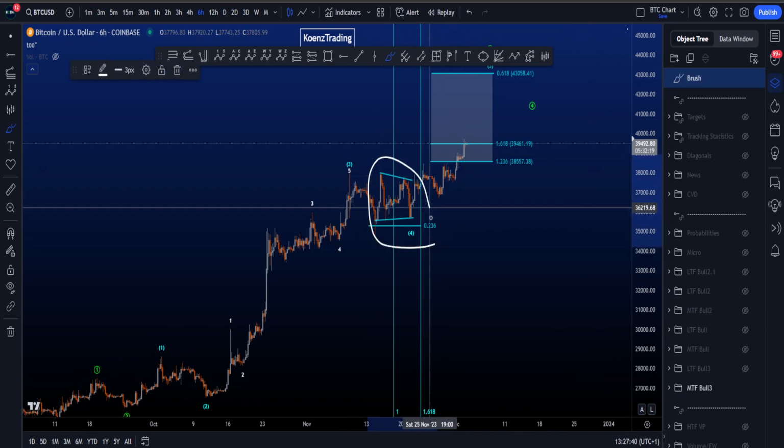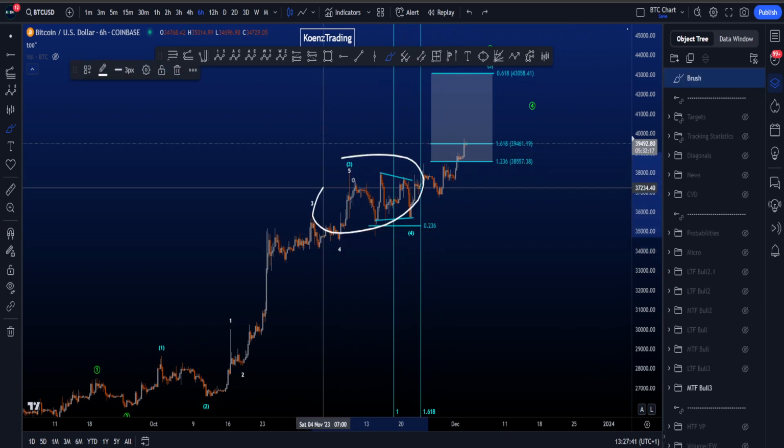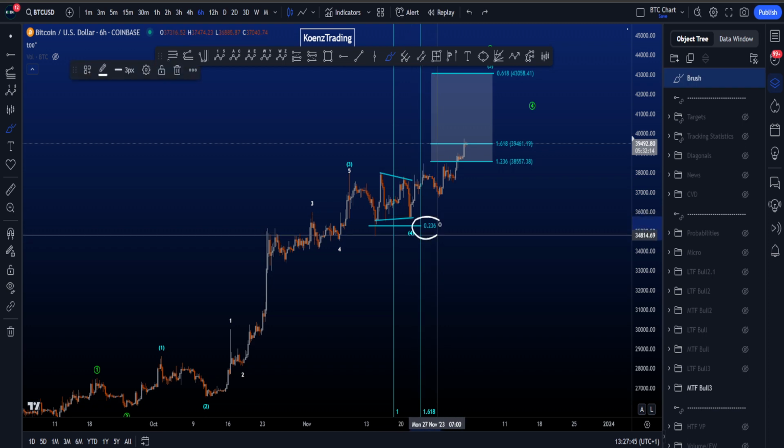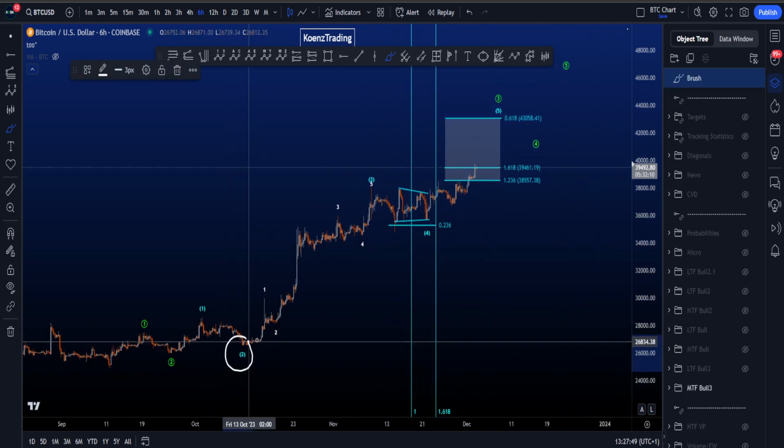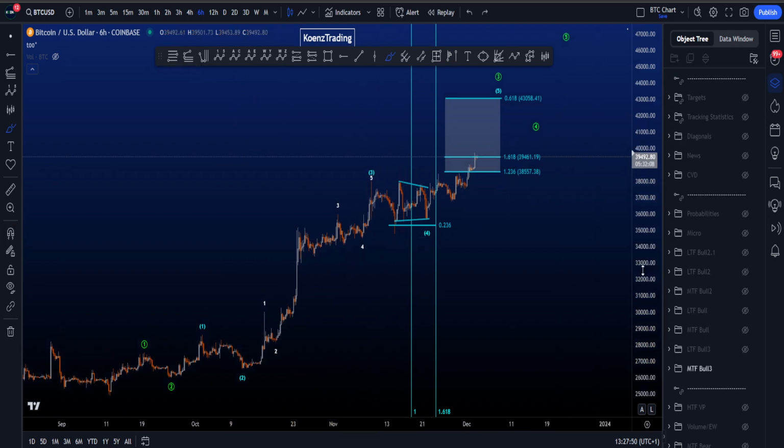Now in this blue wave 4, we're then looking for this triangle structure that retraces to the 0.236, which is a common target for a wave 4 taken from the low to the high of this wave 3.